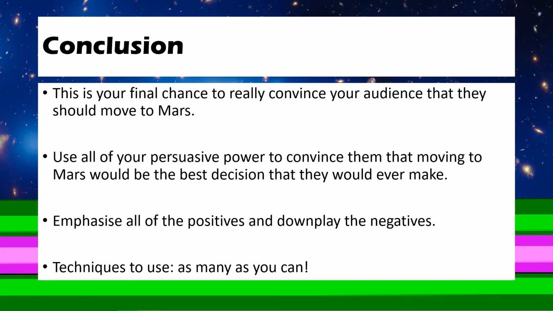You're going to have to use all of your persuasive powers to convince them that moving to Mars would be the best decision that they would ever make. So think about everything you've learned so far and think how you could use that to achieve this. You need to emphasize all of the positives. That means play up all of the positives and downplay all of the negatives. That means make it seem like the negatives are not such a big deal. And you should use as many of the techniques that you have learned about so far as you can.